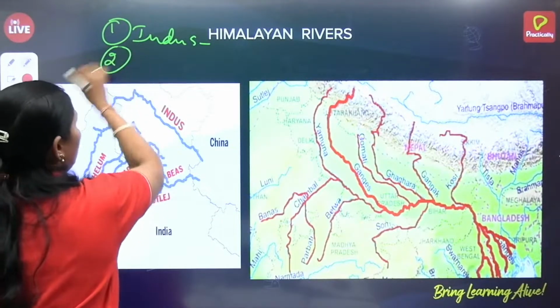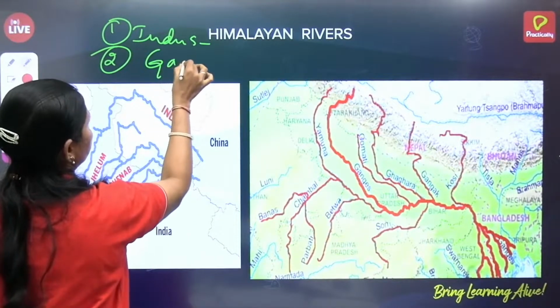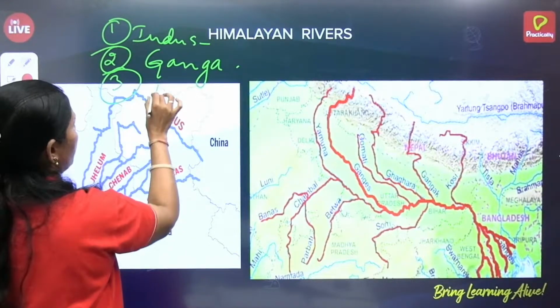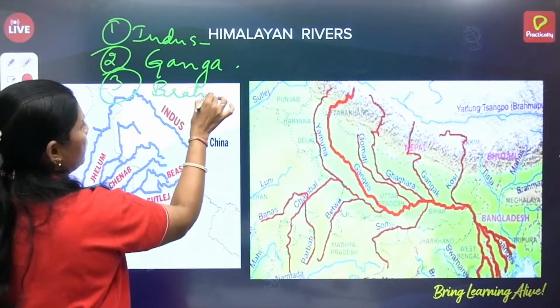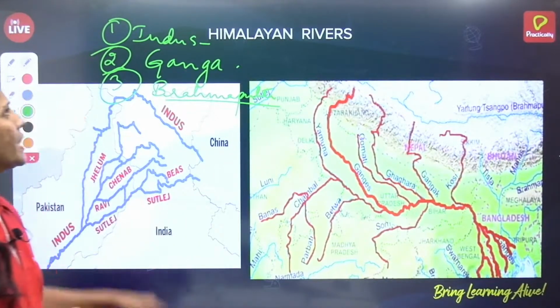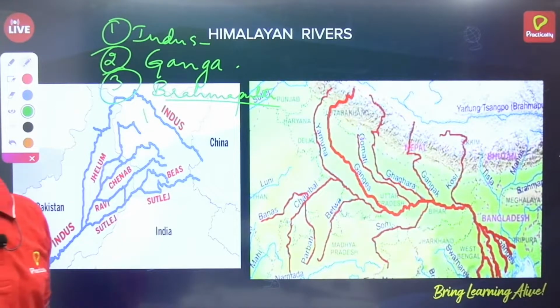The second one is the Ganga, and the third one is the Brahmaputra. We will go into detail on them in our class today. So these are the three Himalayan river systems.